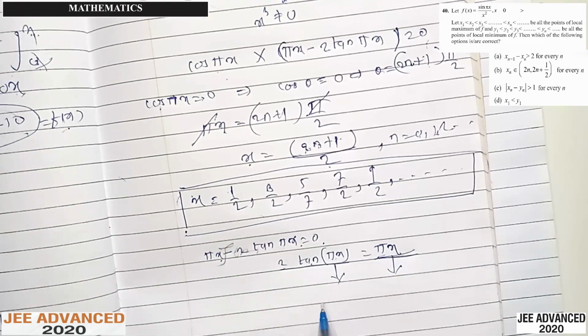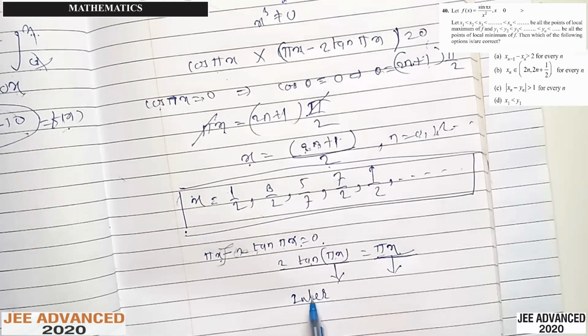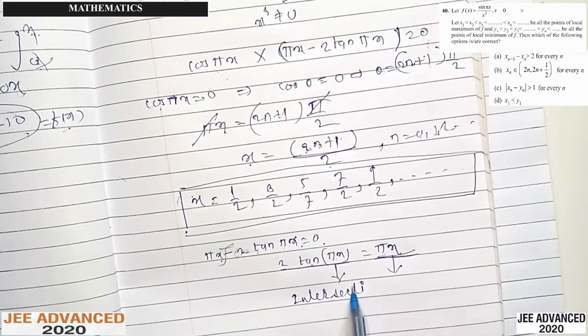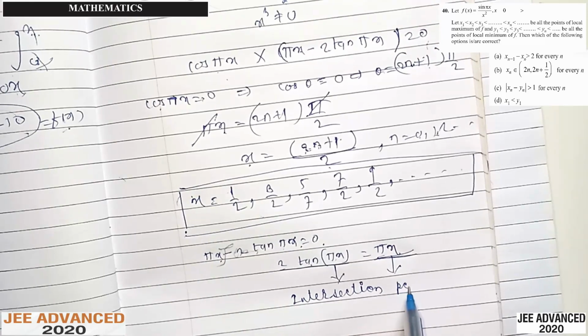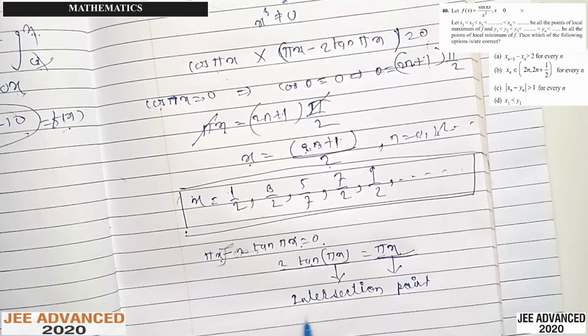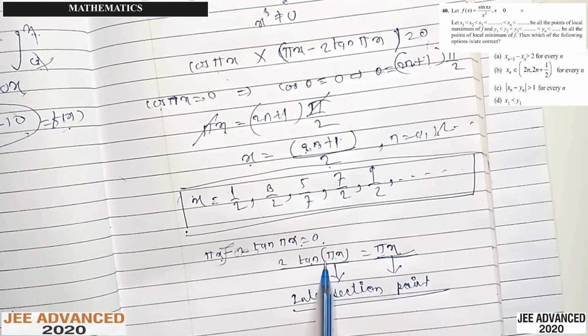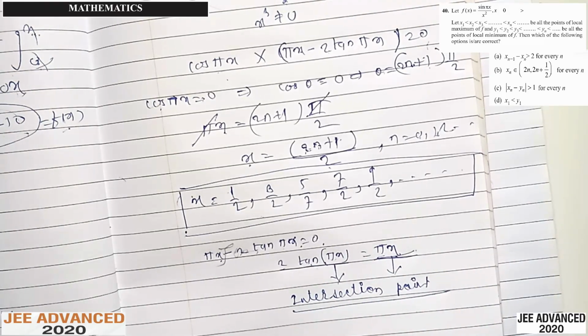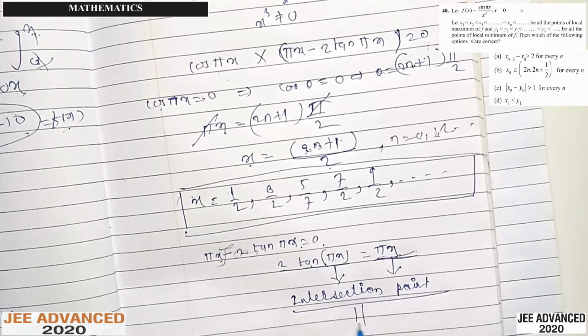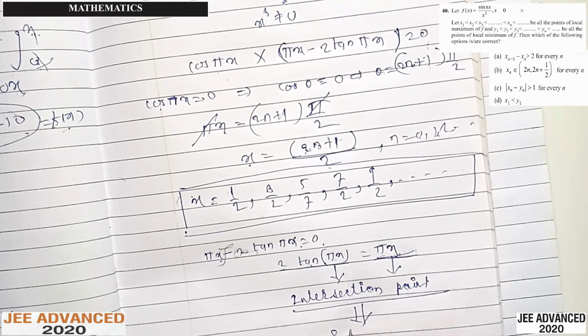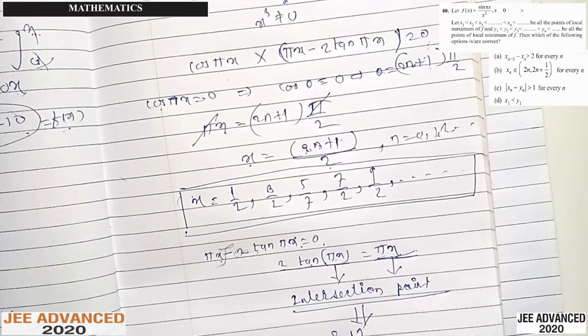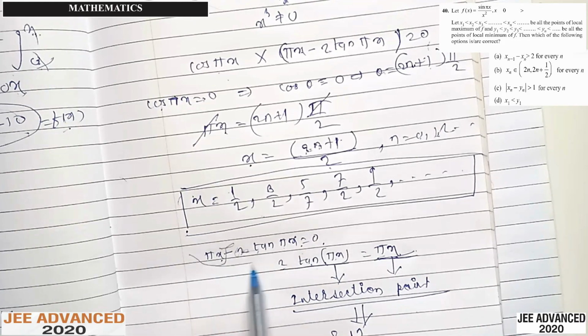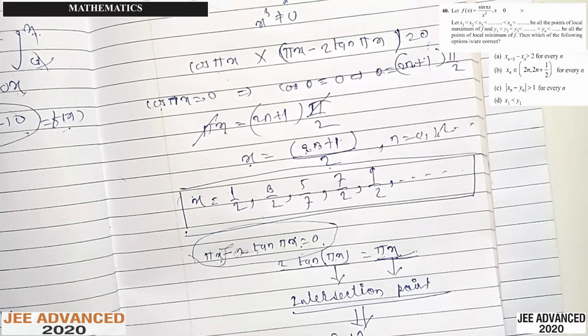So we have to find out the intersection points between these two graphs, and wherever the points intersect, these are exactly the solutions of our equation pi x minus 2 times tan pi x is 0.